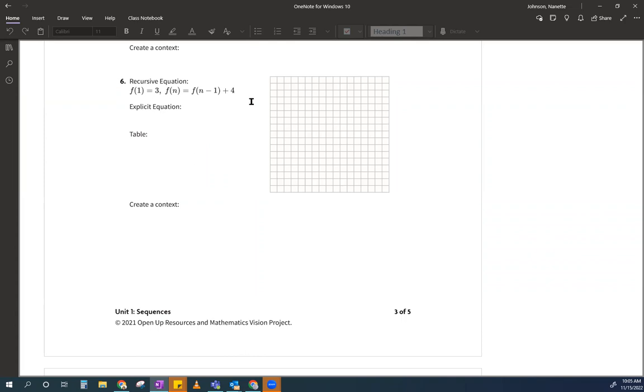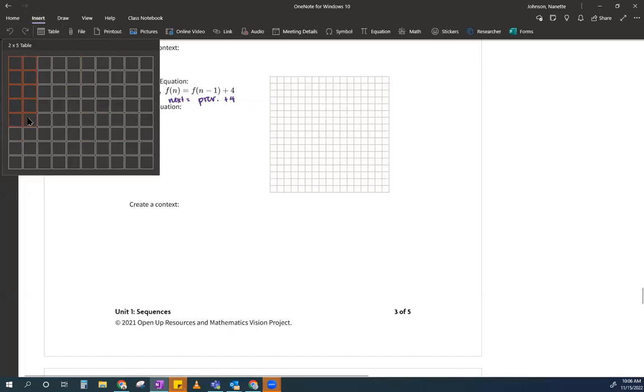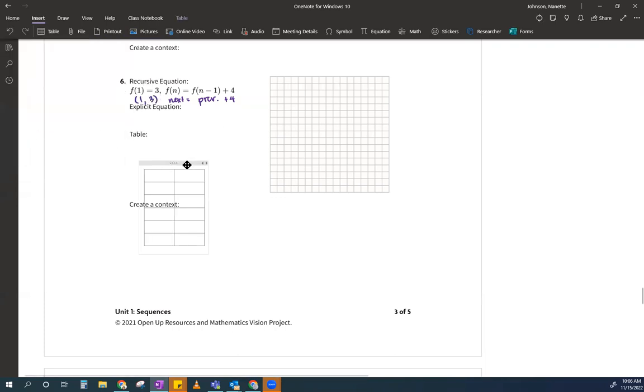So the very first thing they tell you is here's the recursive equation, and then here's f of 1 equals 3 and f of n equals f of n minus 1 plus 4. So just as review, this is telling you my first point is 1, 3. In order to find the next number, you take the previous number and then you add 4 to it. So this creates a table for me in my head, and you guys all know how much I love tables. So I'm going to make a little table that looks like this, and I'm just going to squeeze it over here just so that I have more room.